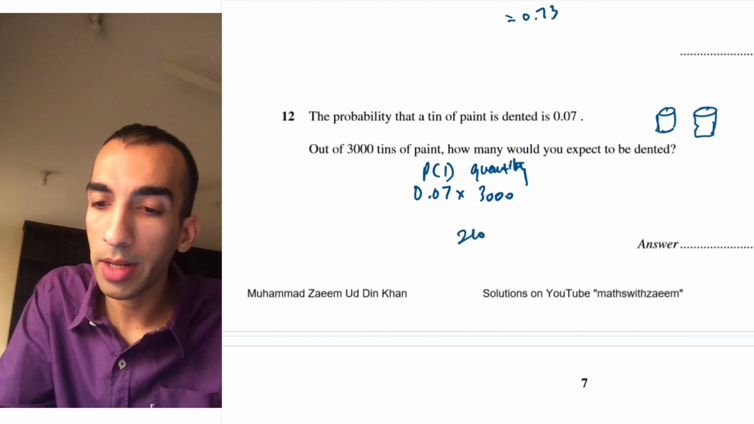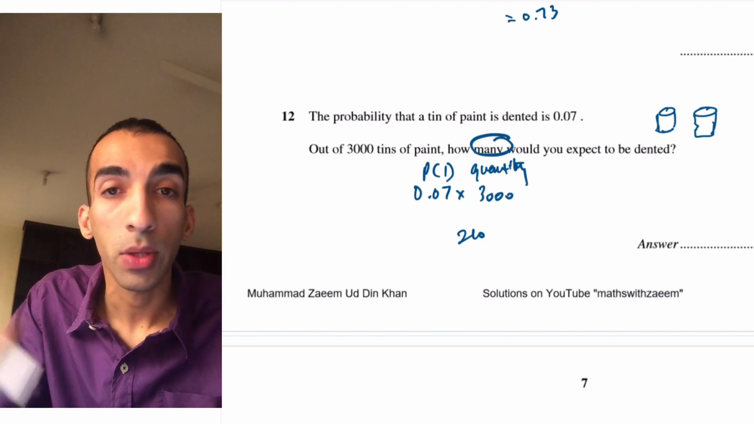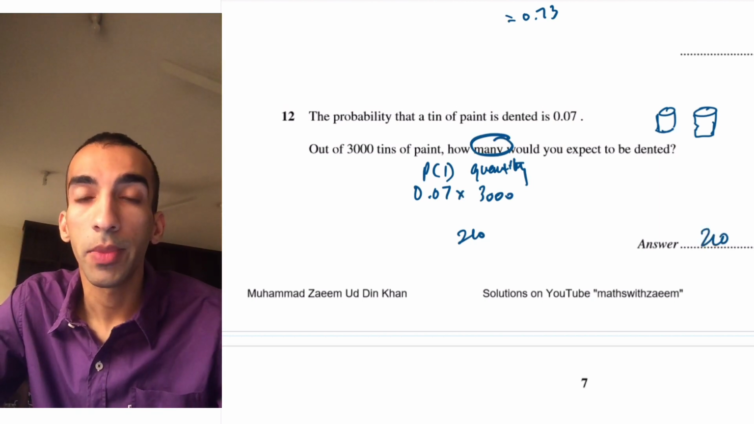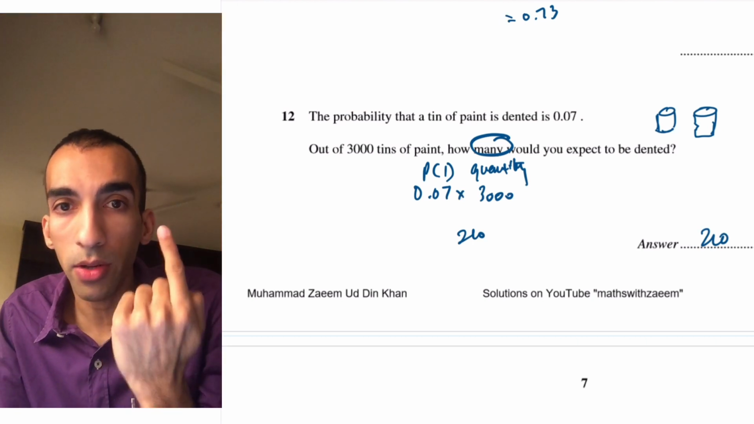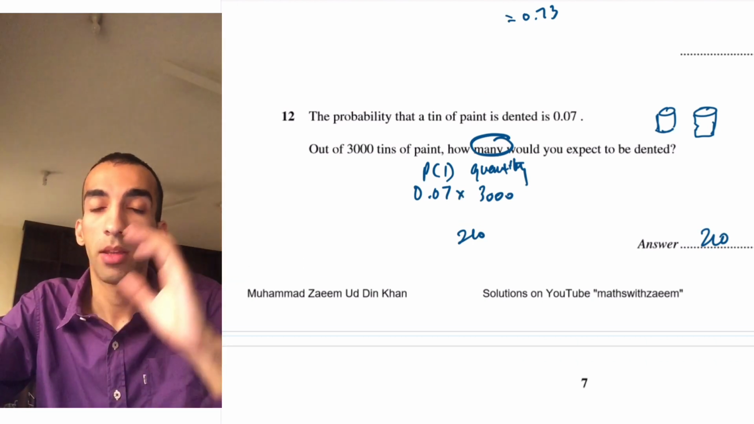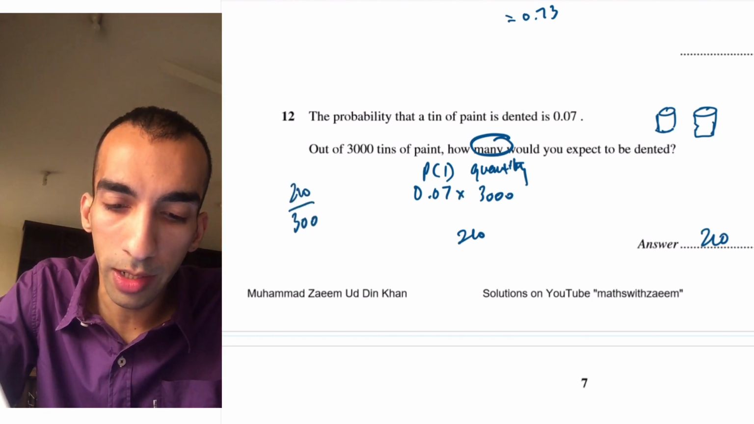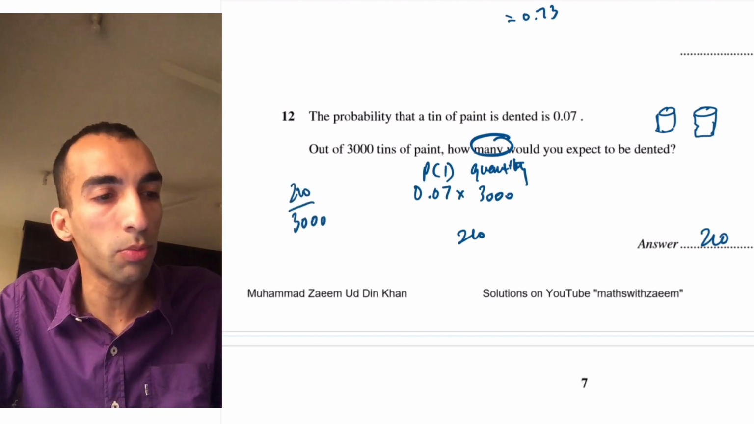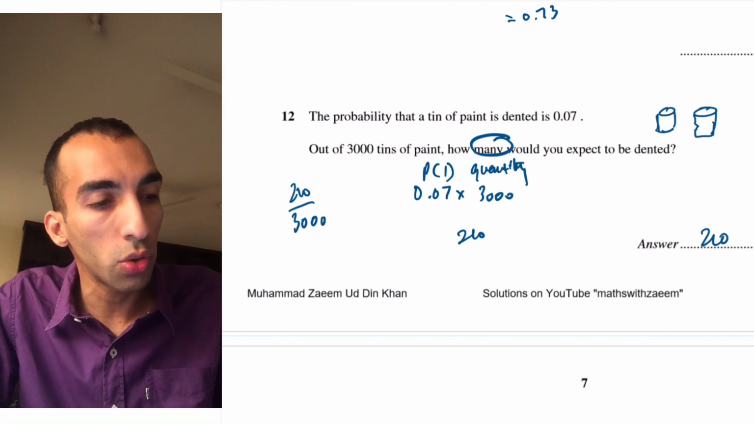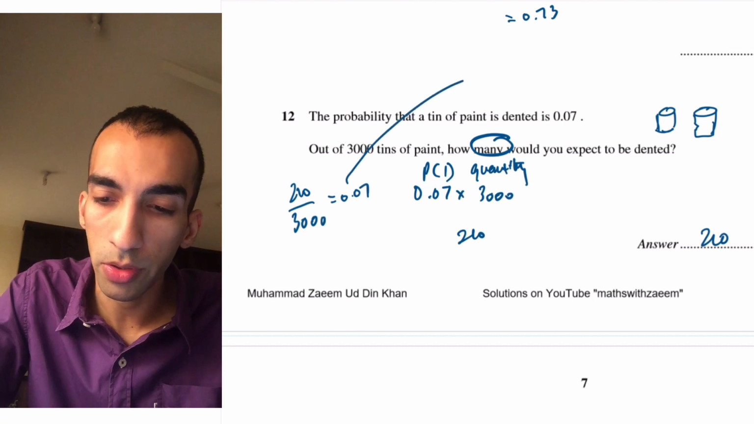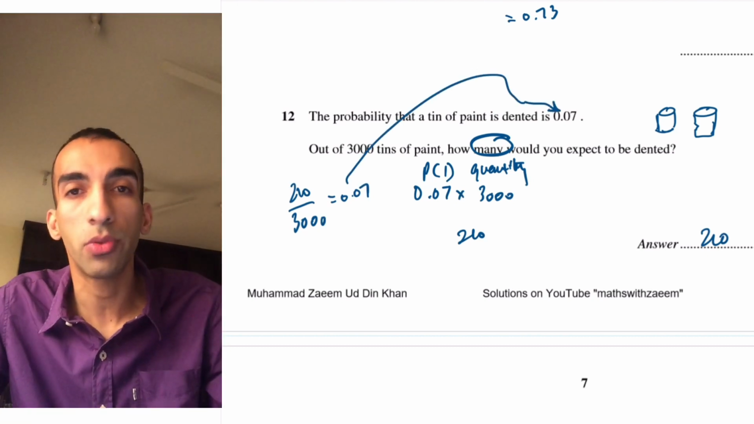This 210 is the how many? Quantity of tins that are going to be dented. If my stock, instead of being 1 tin, is 3000 tins, 210 of them are going to be dented. Why is that? Although I'm not supposed to write the answer like this, because the question does not say probability, but I can show you this is going to give us the same probability. It does. This comes out to be 0.07. Same probability that you have for one item.